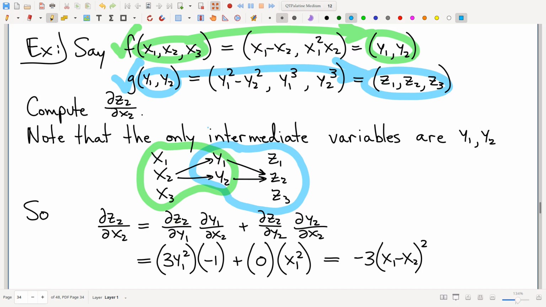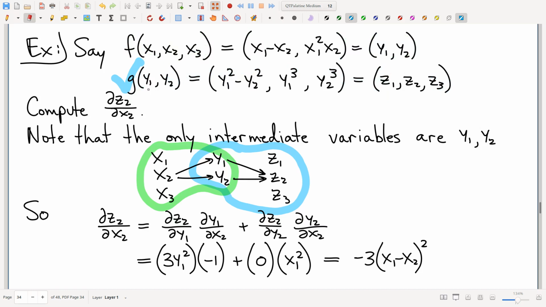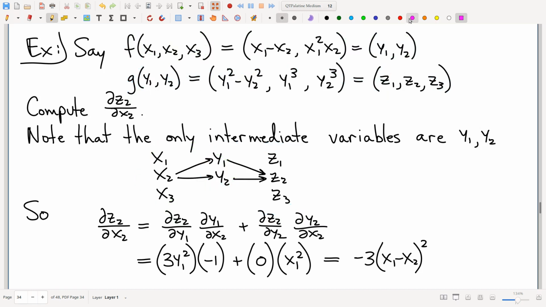So now what we have is what I like to call a little road map that keeps track of what leads to what. And when I start thinking in terms of how changes propagate along this diagram, all I have to do is kind of follow the road map. So notice we've been asked to compute the partial of z2. That's my second output variable.